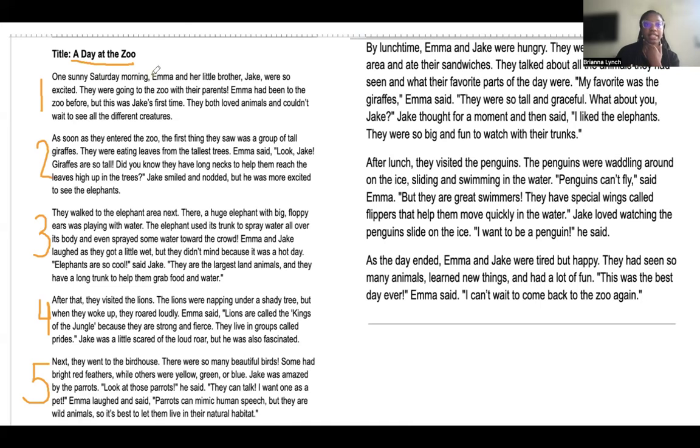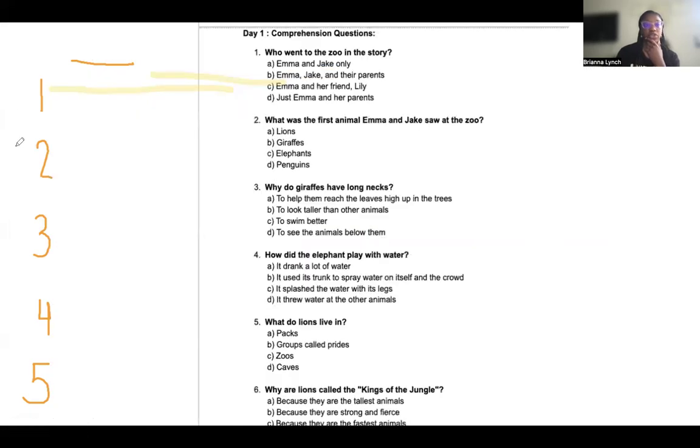So let's highlight this. Emma and her little brother Jake were so excited, right? They were going to the zoo with their parents. So now we know that it's Emma, Jake, and the parents who are going to the zoo. So now when I go back to my questions on the next page, I'm going to slash the trash with the ones that don't make sense, that we didn't read.